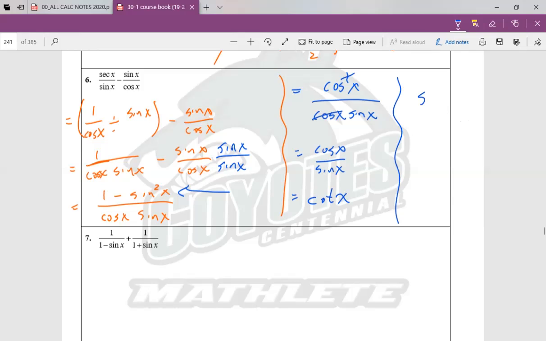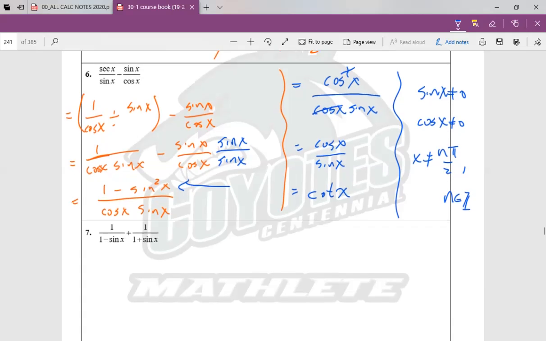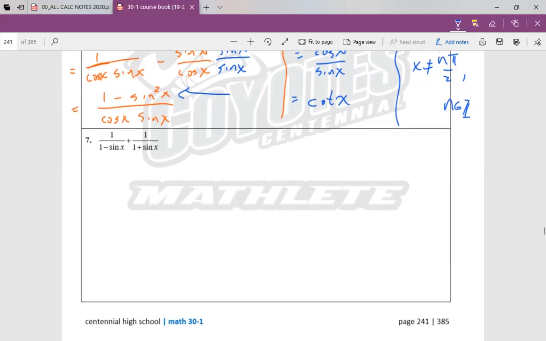Again, sine x can't equal 0, cos x can't equal 0, therefore x can't equal n pi over 2. n is an integer. So it'll often be that it's just sine can't be 0 or cosine can't be 0, and so it's going to be either those 4 points or those 2 points, and so we can often melt that down pretty nicely to just 1 or 2 general restrictions.